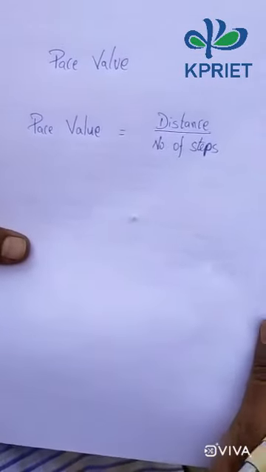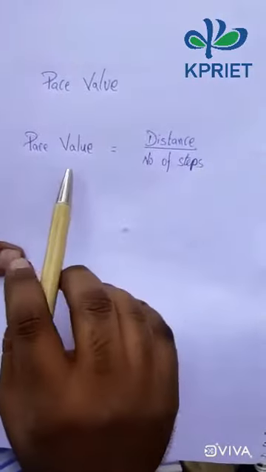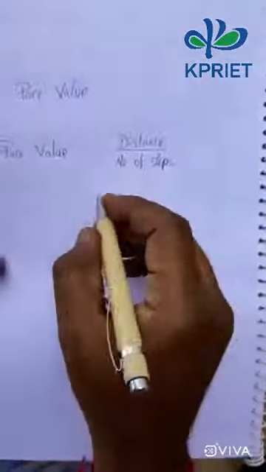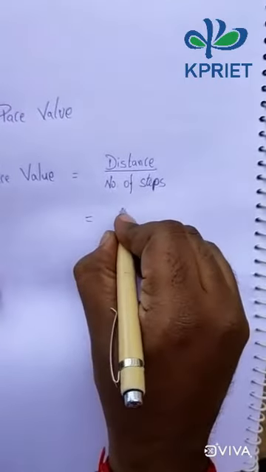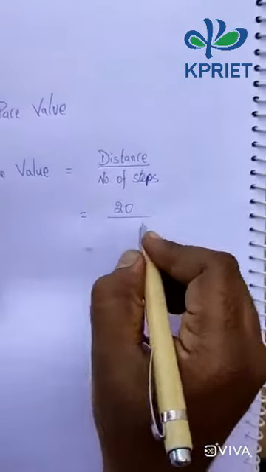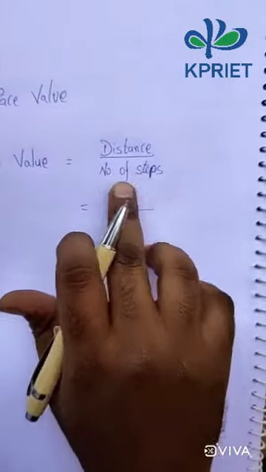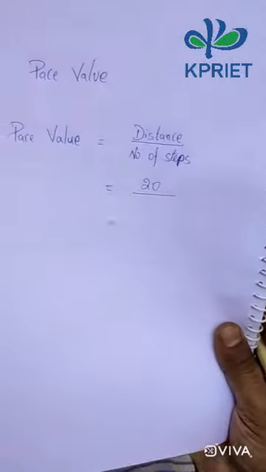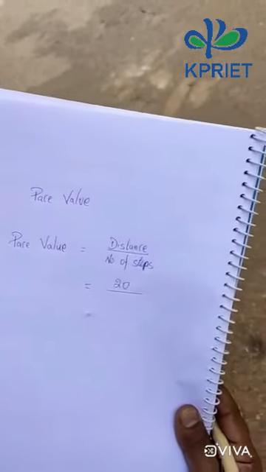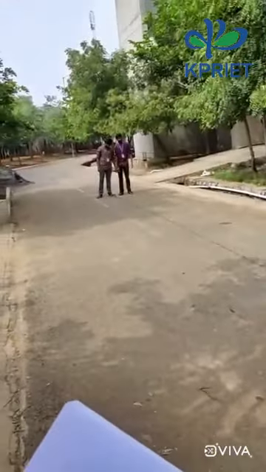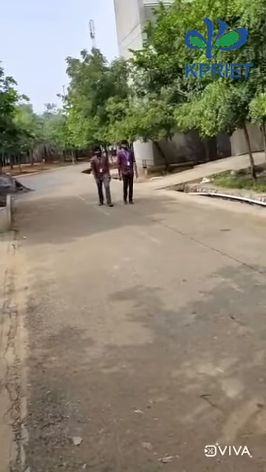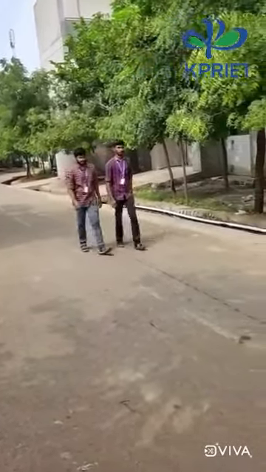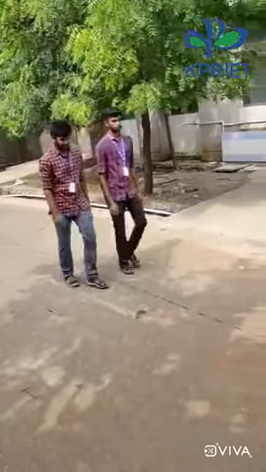Now we are going to see the first experiment. First experiment is pace value. So pace value is equal to distance divided by number of steps. Now we have laid the 20 meter chain, so the distance will be 20. Now we have to calculate the number of steps. How do you calculate the number of steps? You have to walk along the 20 meter chain length and count the number of steps.